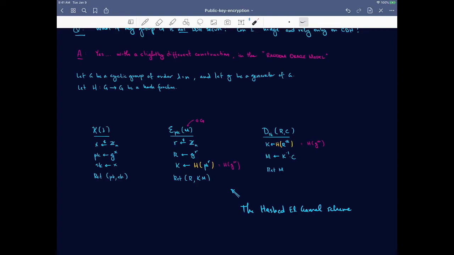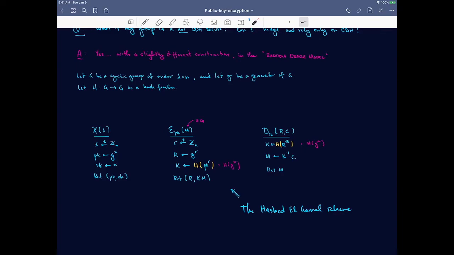Everything in hashed Elgamal is the same as normal Elgamal, except when I generate this per encryption key, rather than just using the public key raised to the R, which is g to the xR, I'm going to hash it. I'm going to take the public key raised to the R and hash it. And that's going to be my key. And likewise, on the receiver side, rather than taking this g to the R and raising it to the secret key, which is x, remember in regular Elgamal, I would have gotten g to the xR over here. Now, to get the same key as I had for encryption, I hash it. That's the only change I make, going from Elgamal to hashed Elgamal. That's the addition of this hash.